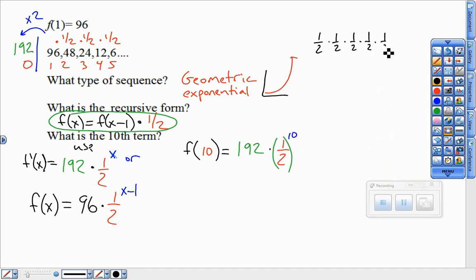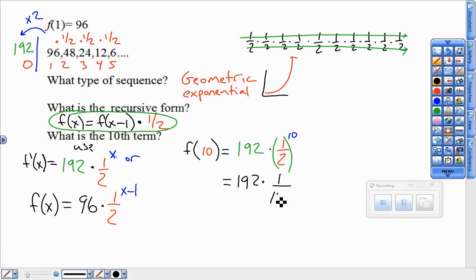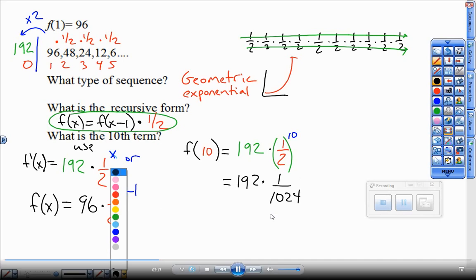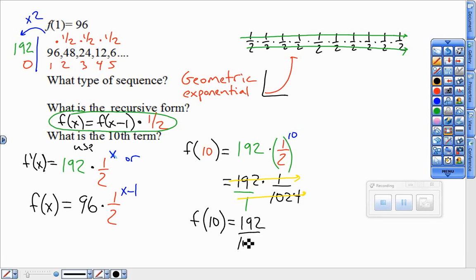So when you're timesing all 10 of those, you just multiply the ones on top. Straight across stays 1. And then you multiply all the 2's on the bottom, which you could easily do on your calculator by doing 2 raised to the 10th power. But that becomes 192 times this to the 10th power, 1 over 1024. And again, putting this over 1, timesing straight across, and either leaving my fraction or writing it in one of these other forms. So the 10th term is 192 over 1024.